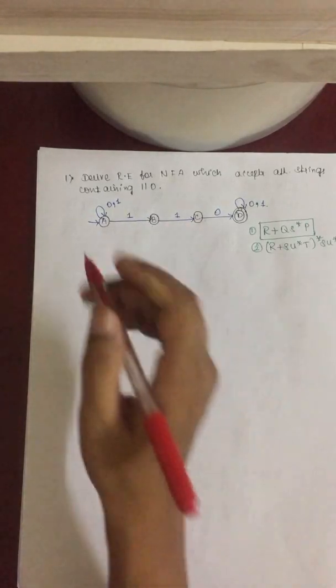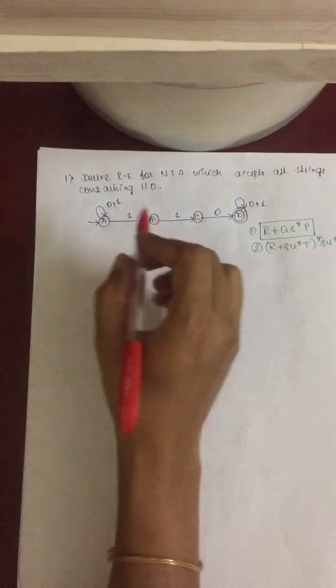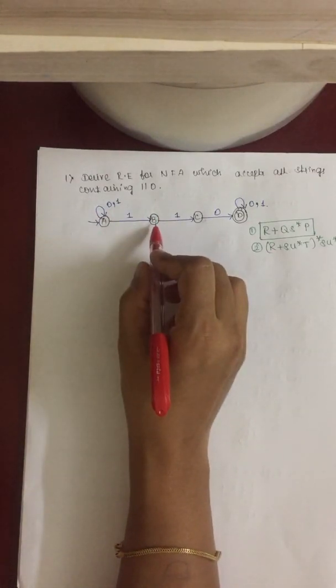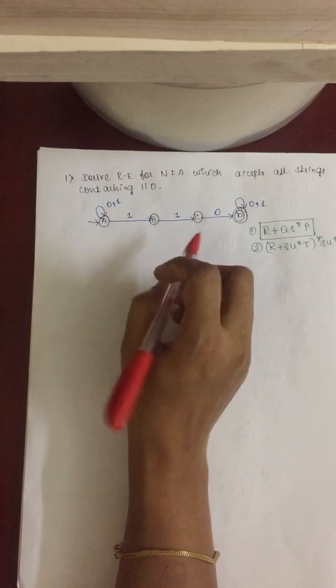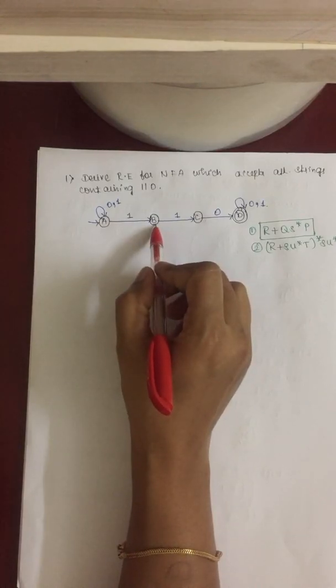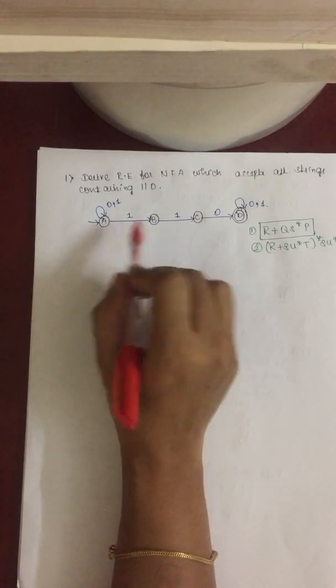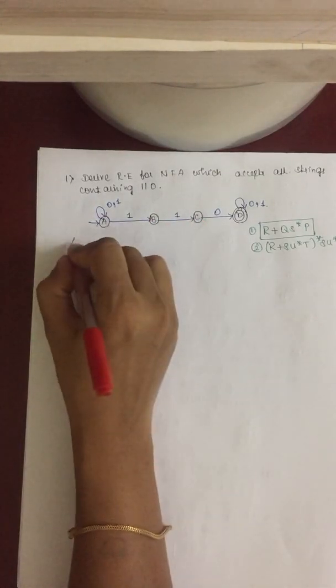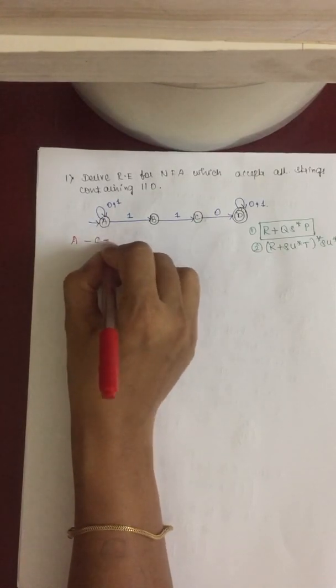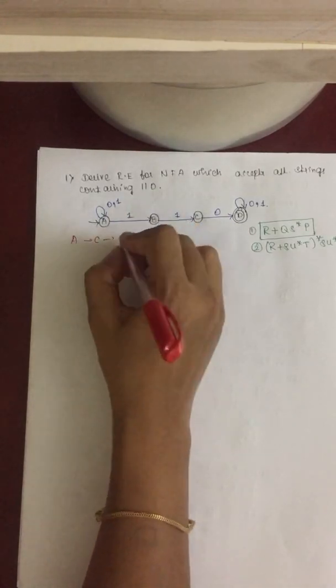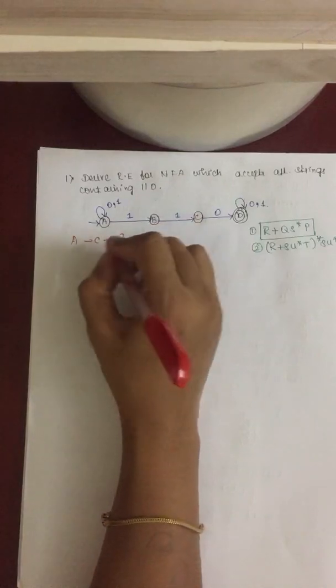First we will think about eliminating the state B. So before eliminating the state B, you are supposed to check whether B is acting as the intermediate node for any of the nodes or not. You are supposed to check. Yes, B is acting as the intermediate node for the node A and C, right? So for the node A and C, B is acting as the intermediate node.